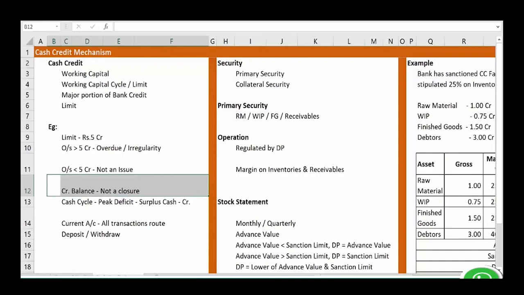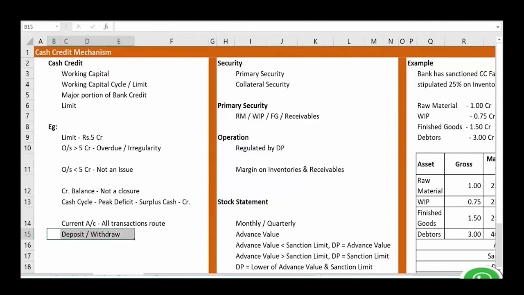The main reason is this facility works on cash cycle. So it is possible that at some point the deficit will be at its peak, which may result in entire utilization of the sanctioned limit, and at some point there may not be any deficit but rather only surplus cash flows, turning the balance in the credit facility into credit. So the cash credit facility basically operates like a current account. All business related transactions will be routed through this account. It means the borrower can deposit and withdraw any amount within the sanctioned limit.